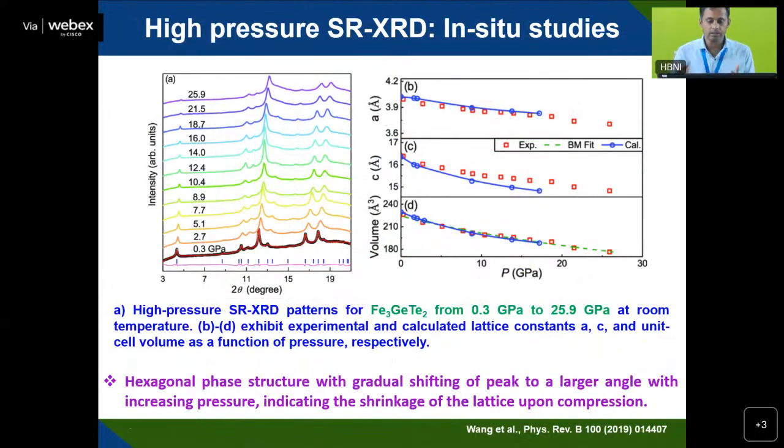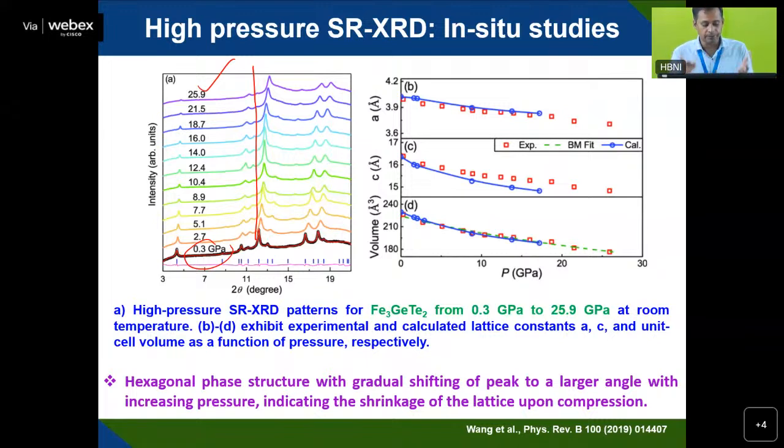Similarly, if you have a system that undergoes a pressure-dependent phase transition, you can change the pressure from 0.3 to 25.9 gigapascal. By changing the pressure, you can see how the peak is shifting from here to here, and how the intensity of the peak varies. The hexagonal phase structure is gradually shifting, with the peak moving to a larger angle. You can see here is a lower angle, so the peak is shifting with increasing pressure.